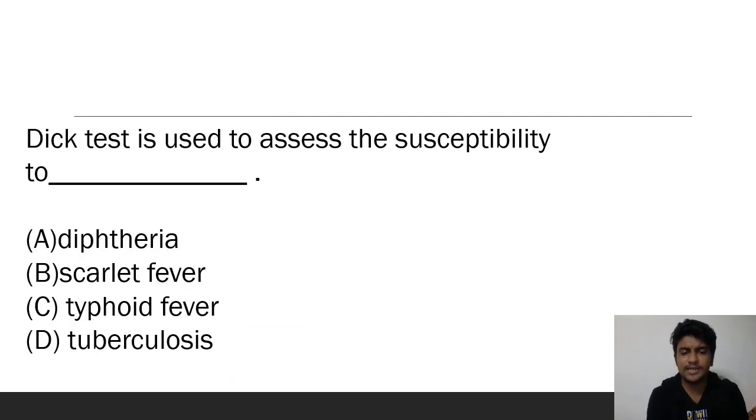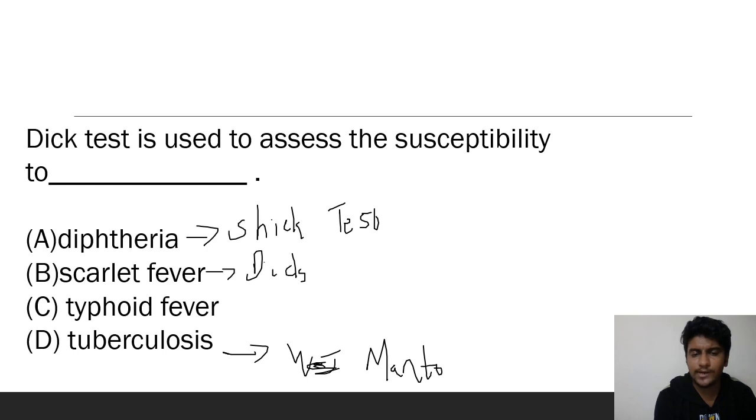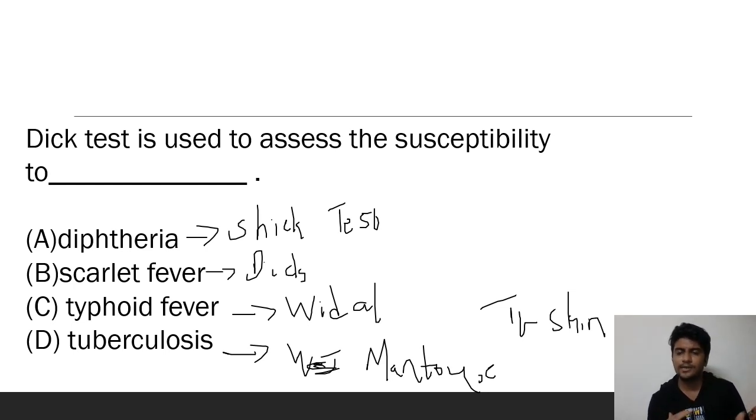Next up, we have Dick test. Diagnostic tests are quite often asked. So Dick test is specific for scarlet fever, and Schick test is specific for diphtheria. For tuberculosis, the right answer is Mantoux, which is also called the tuberculin skin test, and in typhoid we have the Widal test. This is how you need to remember the diagnostic test and the disease. So the right answer for this is scarlet fever.